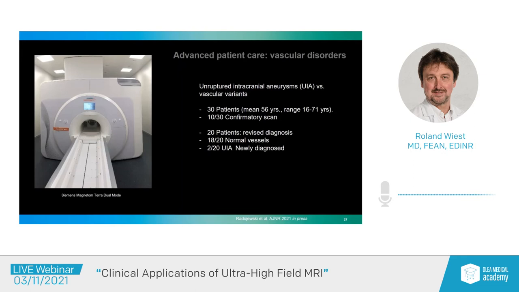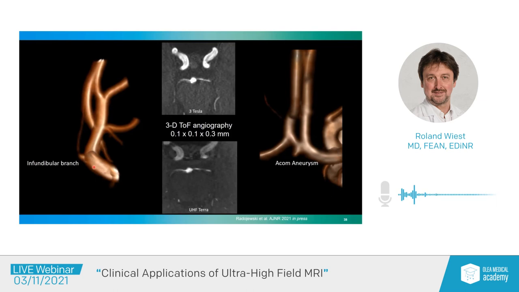But in the majority, we could say the patients go home. There are no further controls necessary. And I think this is one of the major beauties of ultra-high field imaging, if you can turn a patient back into a normal person. Here you can see two of the examples. This is, for example, an infundibular branch that was initially suspected as being an aneurysm, but it's clear that it's simply an infundibular branch. Here on the right side, you can see an aneurysm of the acorn, so there's no vessel going out of that. And by that, we can really confirm the patient to be safe without having further invasive diagnostics.